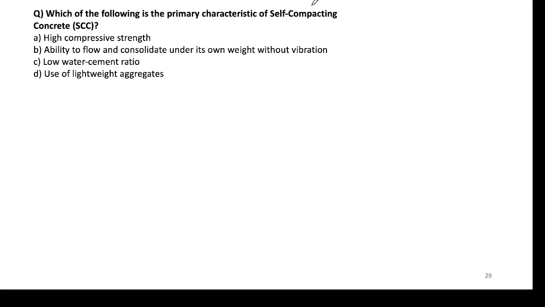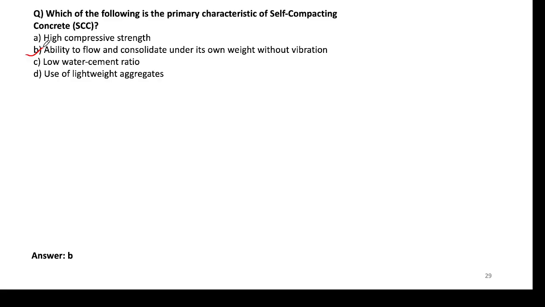Which one of the following is the primary characteristic of self-compacting concrete? Now we see SCC options: high compressive strength, ability to flow and consolidate under its own weight without vibration, low water to cement ratio, use of lightweight aggregate. This is a very easy question, so we will fast forward it. Obviously, the ability to flow and consolidate under its own weight without vibration is called SCC. What is the purpose of using it?